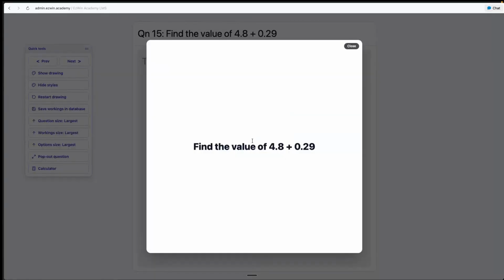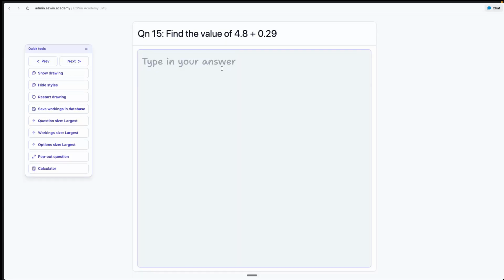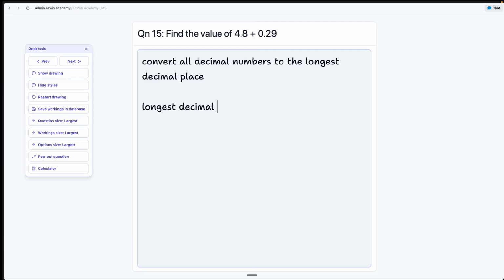All right, so now we come to paper 1B, question 16, if I'm not wrong. Right, so you can ignore question 15, but this is question 16. Find the value of 4.8 plus 0.29. So in this case, what you need to do is convert all decimal numbers to the longest decimal place. So the longest decimal place is 2 decimal places.